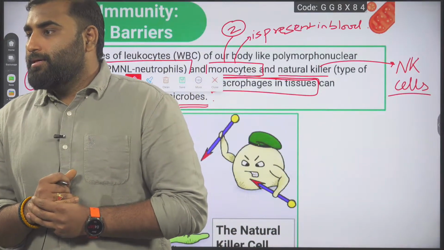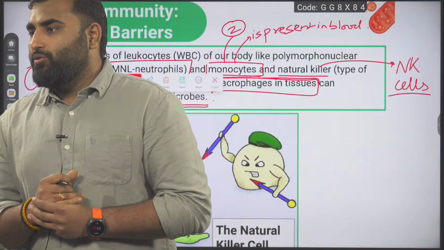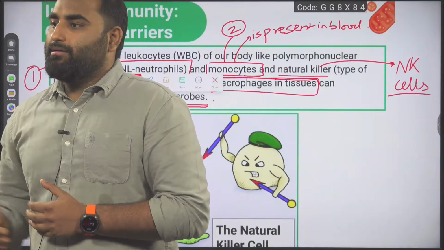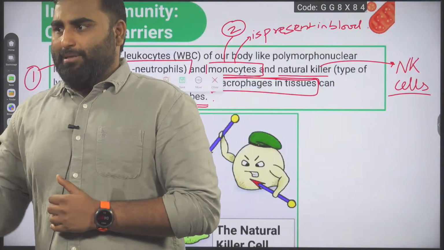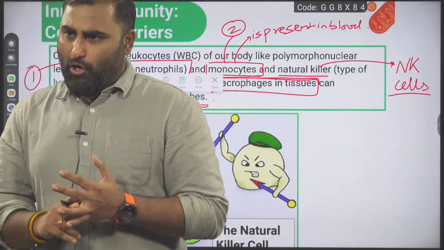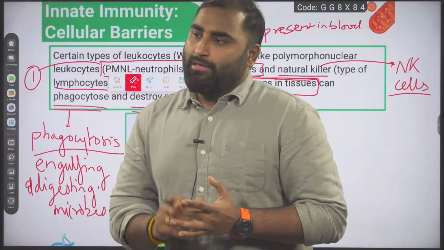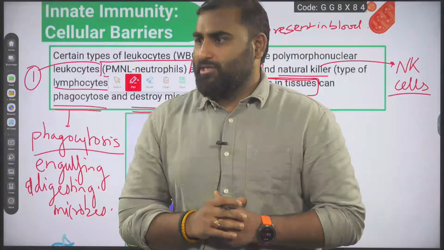Sir, doubt. What are some examples of innate immune response? These only, beta. These cells only are examples of innate immune response. Physical barrier, physiological barrier, cellular barrier. They all are examples of innate immune response.